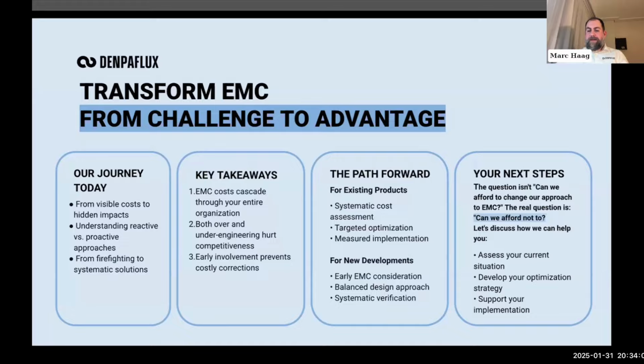The question now, like here in the right corner, can we afford to change our approach to EMC? The real question is really, can we afford not to? Because as the title is also saying, from challenge to advantage, it really helps you. Being there earlier gives confidence to your customers that things are being done the right way, and shows them that you are at a very mature level. So that is how you can take care of that.